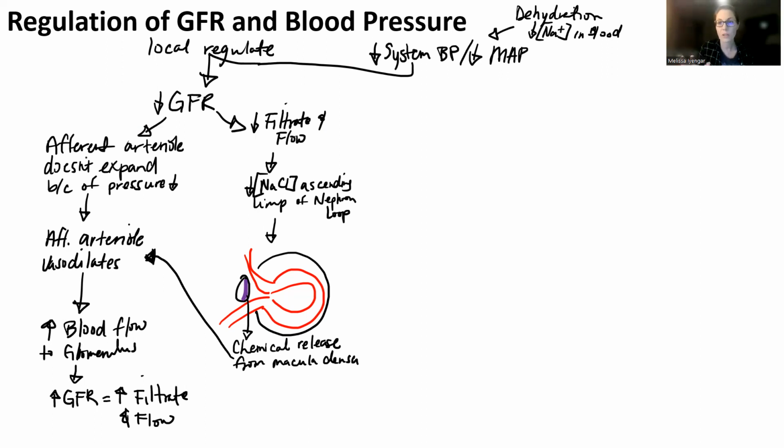I'm going to finish the other side of this chart in another video where I'm basically going to talk about how do you regulate systemic blood pressure and MAP, essentially, through a hormonal system. So there's another portion of this that's going to be using hormones. Okay, so I'll do that one next.